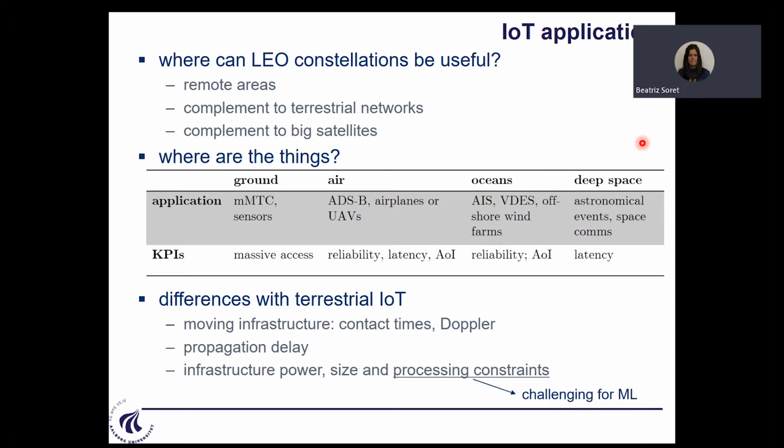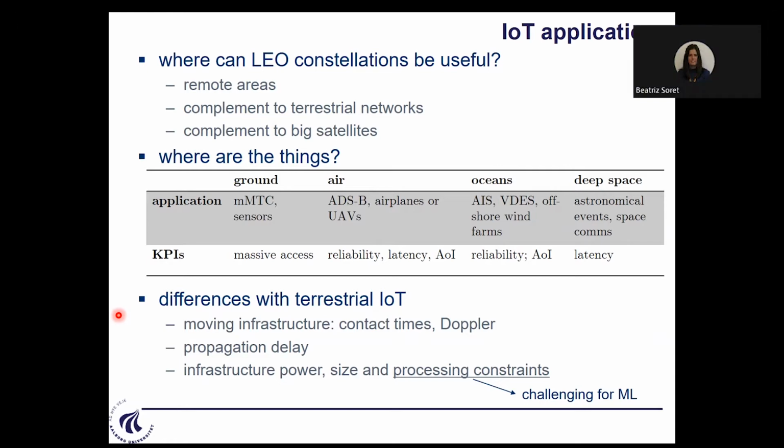And finally, you also have applications which are in deep space. If you want to look at some astronomical events or you want to have some space communications, here the challenge is typically the latency. So this is to say that besides the use cases that 3GPP defines and is looking at, there are other technologies that are related to satellite and are relying on this technology. So it's very heterogeneous what we find here.